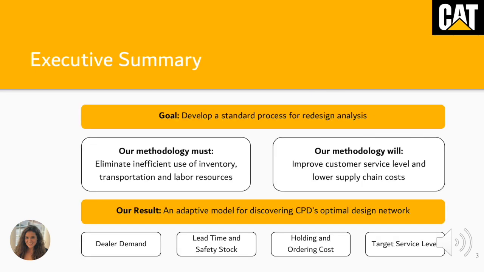Here we have an overall summary of our work. Our goal was to create a standard methodology that considers all components necessary to effectively approach a network redesign analysis. Caterpillar has the opportunity to eliminate inefficient expenses and use of resources to achieve higher overall service levels to their dealers. We focused our methodology around these objectives and are excited to present an adaptive Excel model that can handle the redesign decisions given any dealer network scenario.